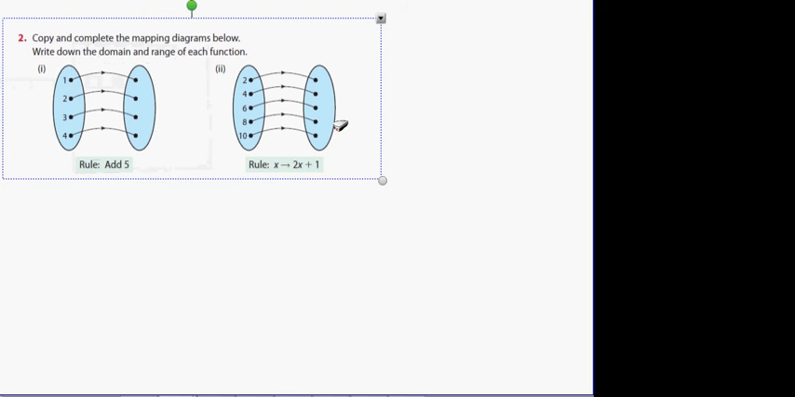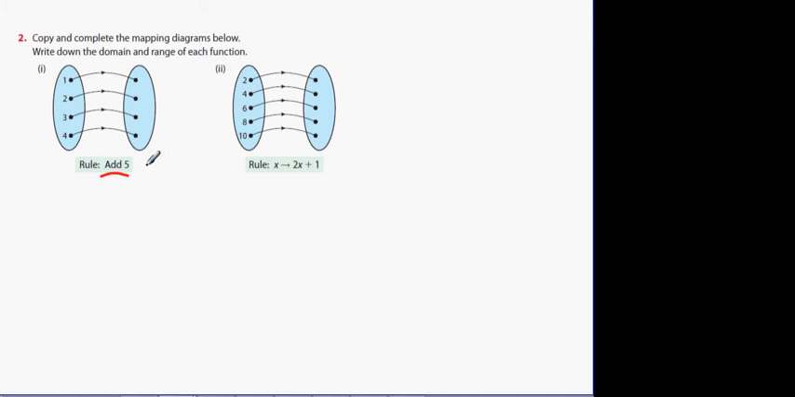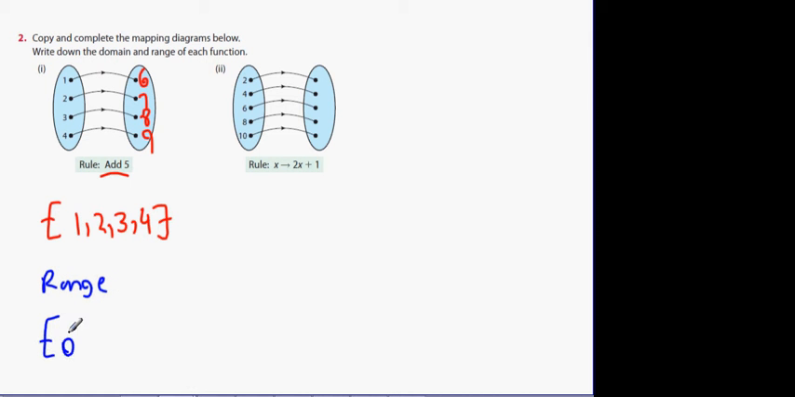Time to begin. Copy and complete the following mapping diagrams below. Write down the domain and range of each function. Okay, the rule is add 5. 6, 7, 8, 9. Okay, write down the domain. The domain is 1, 2, 3 and 4. The range is, anybody know the range? 6, 7, 8 and 9.